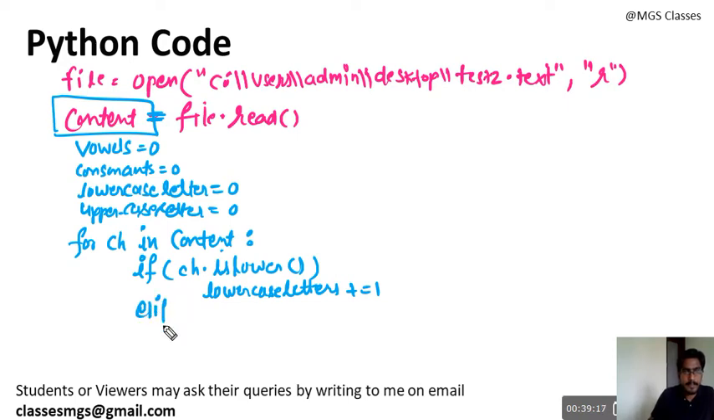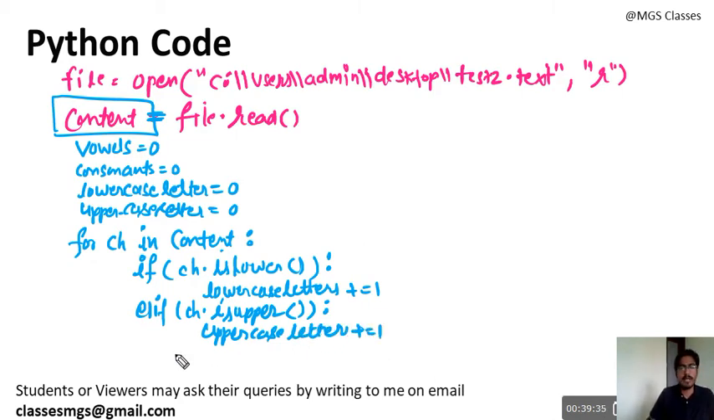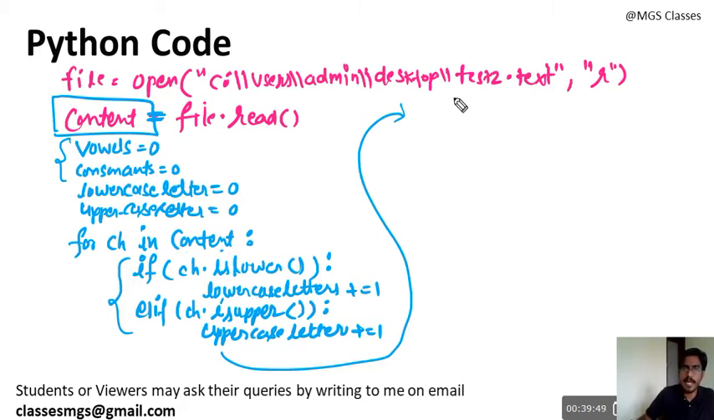Elif ch.isupper. The isupper function is basically to check whether it is upper. Don't forget to put the colon here. If this is true, then uppercase letters plus equals to 1 will come here. This is the one condition. Another condition will be to check whether the character is a vowel or consonant. To check this, I am writing the code further on because the space here will be less.